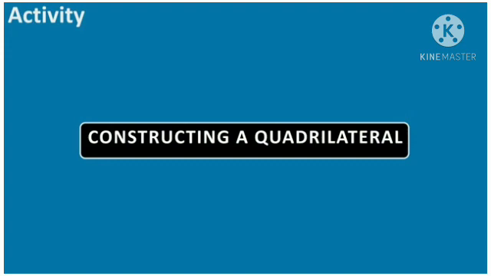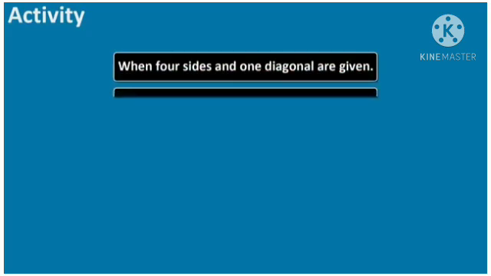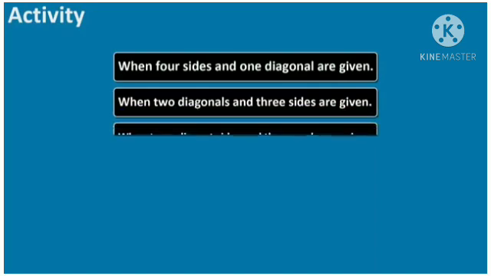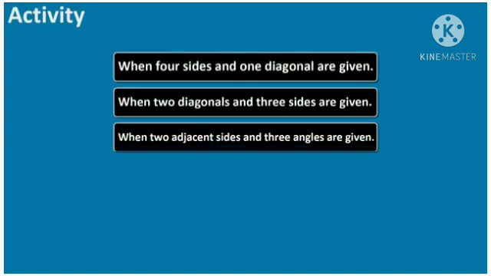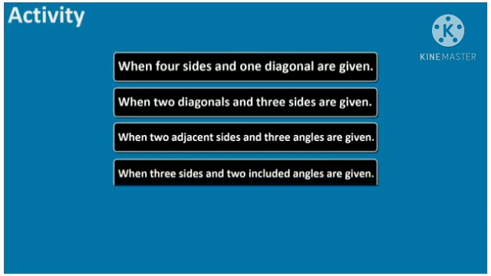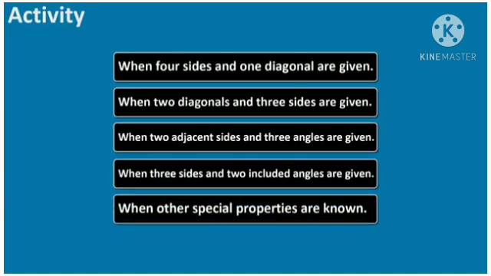Constructing a quadrilateral. Let us consider how to construct a unique quadrilateral given the following measurements. When 4 sides and 1 diagonal are given. When 2 diagonals and 3 sides are given. When 2 adjacent sides and 3 angles are given. When 3 sides and 2 included angles are given. When other special properties are known. Let us take up these constructions one by one.